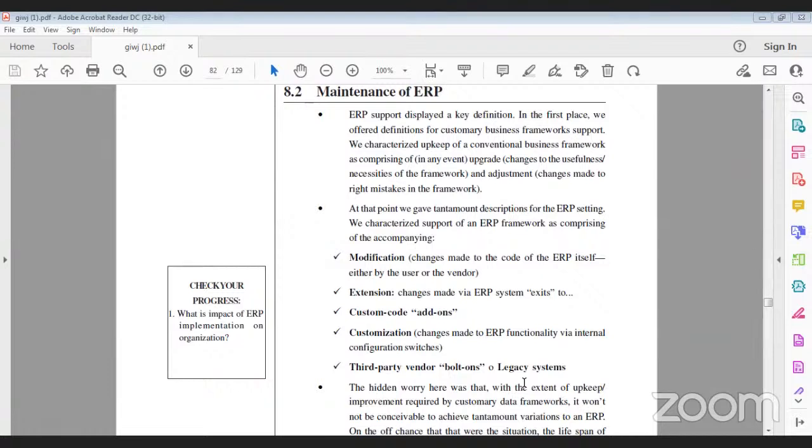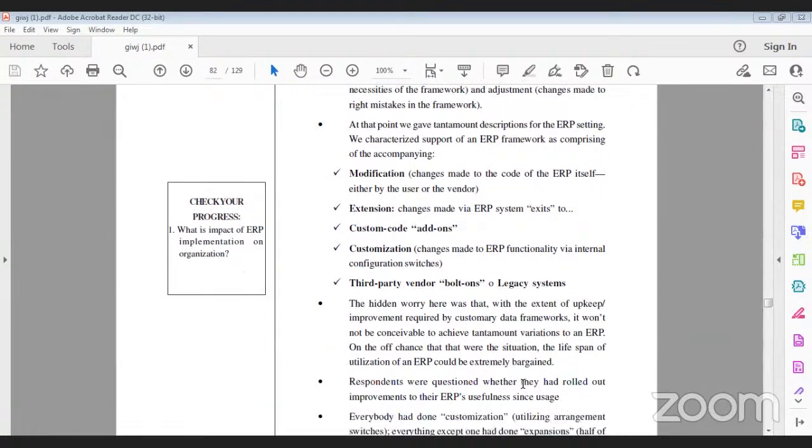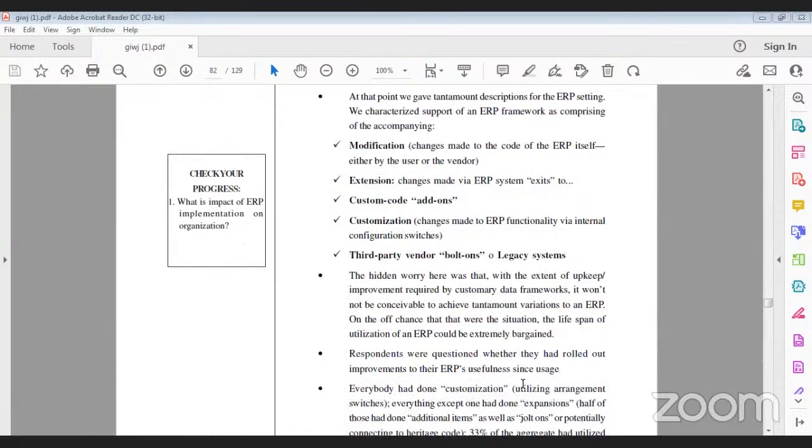Here the hidden worry was that with the extent of maintenance and improvement required from the customary data framework, if we do not know and cannot conceive the number of variations to an ERP, one of the chances is that the lifespan of utilization of an ERP could be extremely compromised. Then the next point is that respondents were asked whether they had rolled out improvements to the ERP functionality since implementation.